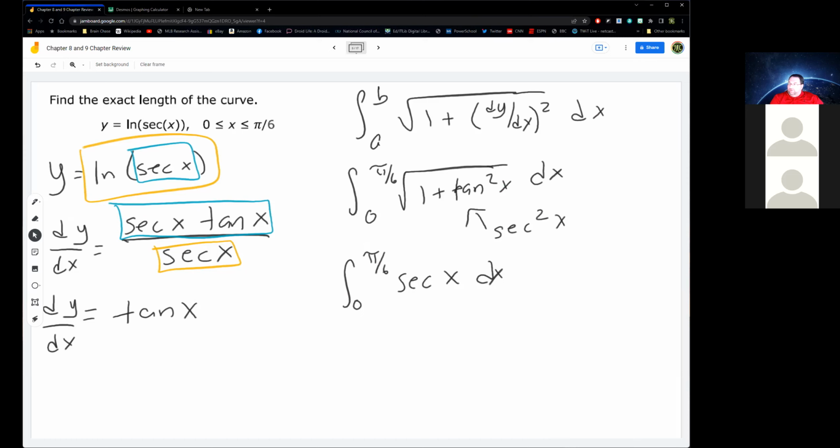That one is one of the basic identity rules that you just have to remember or write down. So this ends up being ln of secant x plus tangent x, and we're evaluating that from 0 to pi over 6.